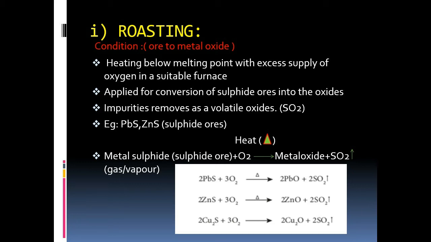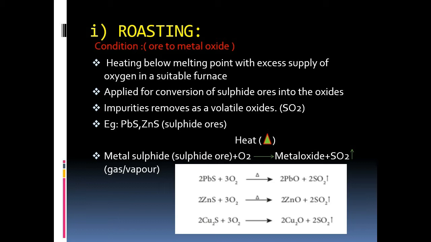So in the process what we are doing is we take metal sulfide, then in presence of oxygen we are heating. Here this triangle symbol refers to the heating process. So we are heating metal sulfide in presence of oxygen in the suitable furnace. Furnace means the heater or the boiler, we call it as furnace. So we are heating this, and at the end of the reaction we are getting the metal oxide along with the impurities, sulfur dioxide, and it removes as a gas or vapor.